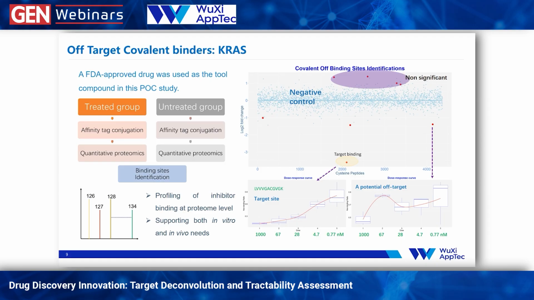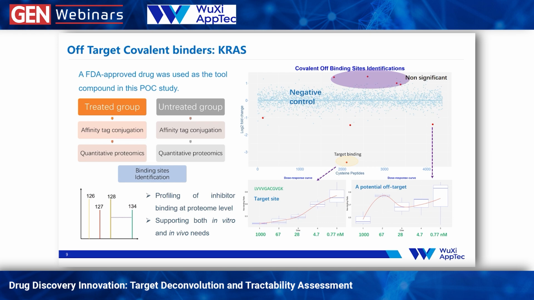One concern with covalent drug is off-target binding. We worry that off-target binding will result in toxicity issues. This is also why covalent drugs were avoided in the past. To address this issue, chemical proteomics technique was employed to identify all off-target covalent binders.